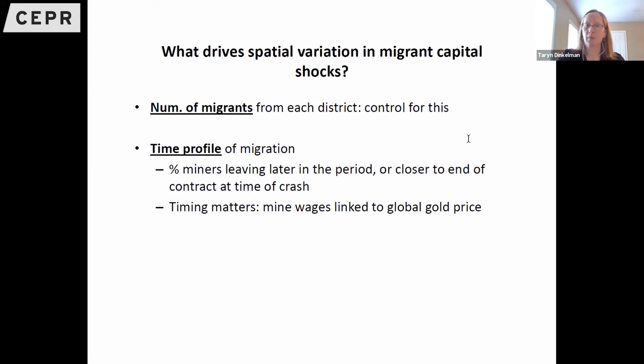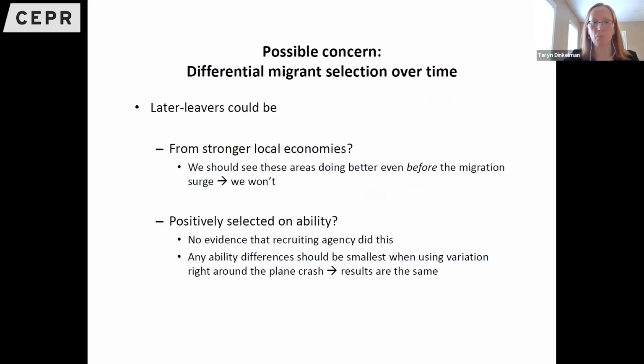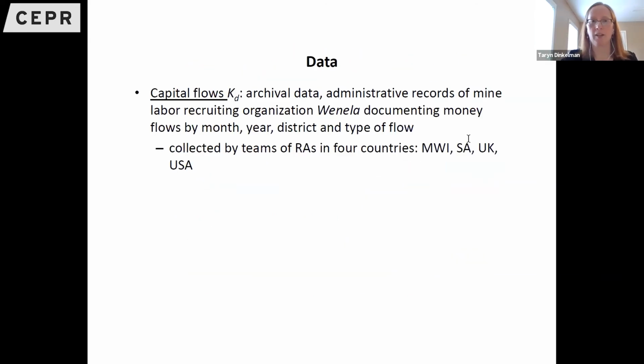Okay, so you might be asking yourself, what drives spatial variation in these migrant capital shocks? Basically the time profile of migration. What happened during the 7-year period was that the international gold price was increasing substantially, and this led the South African mines to raise wages of workers. So if you were a migrant who started early in the period, you earned less than $100 for your time abroad. If you started later in the period, you earned more than 4 times that amount. And so the same total number of migrants could actually generate more money coming into certain districts depending on that time profile. I'm going to skip over that in the interest of time.